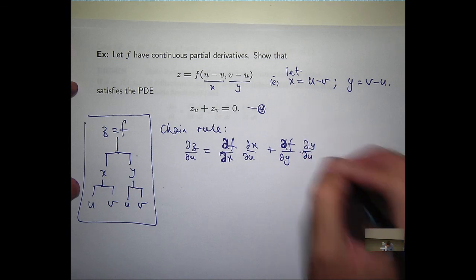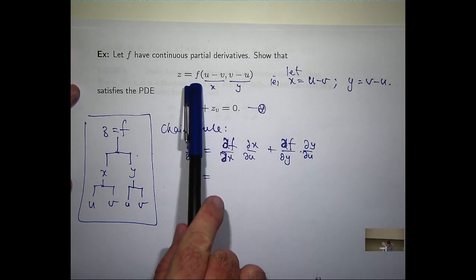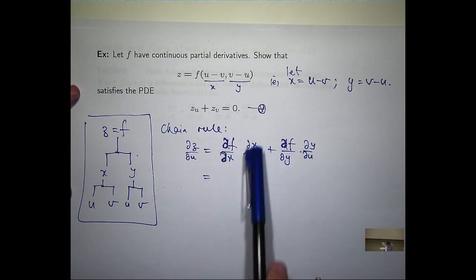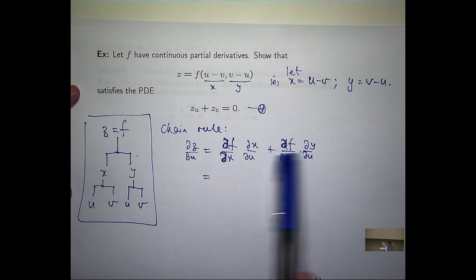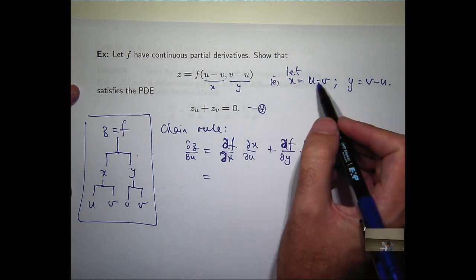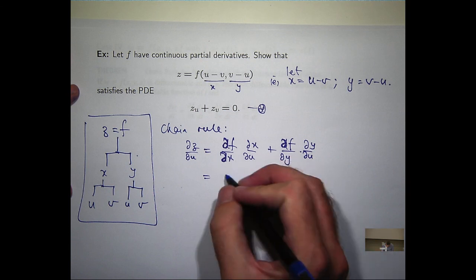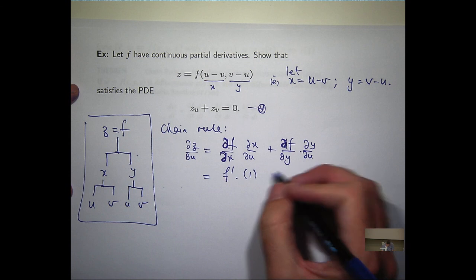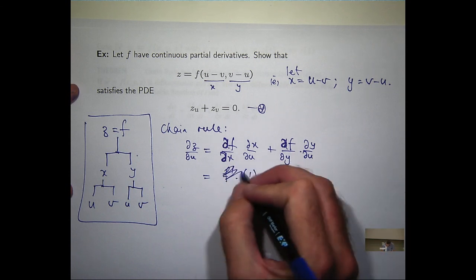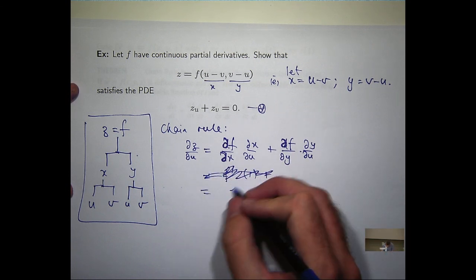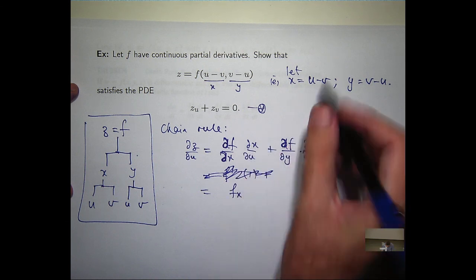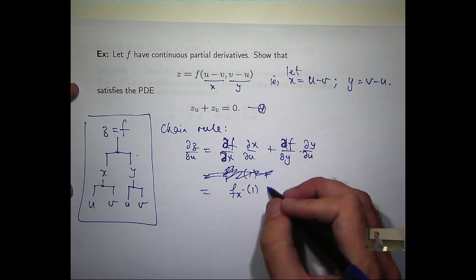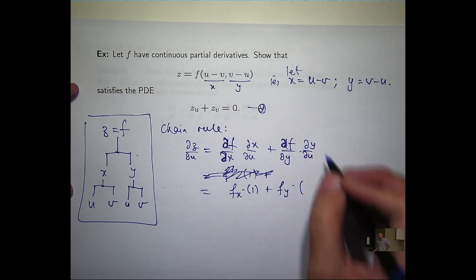Okay. Now we don't know what f is, so we can't calculate these 2 derivatives, but we can calculate these 2 derivatives. So dx du is going to be 1. So just to save space, I'm just going to write this as f dash. Oh, hang on, no, I can't do that. I'll write it as f sub x. So dx du is 1 from up there. dy du is minus 1.